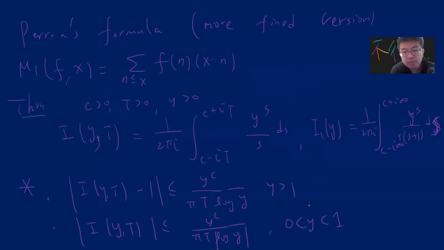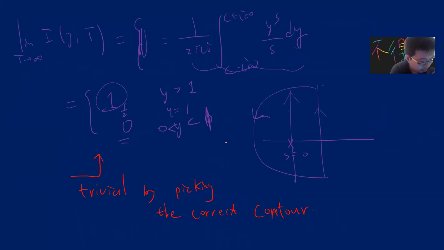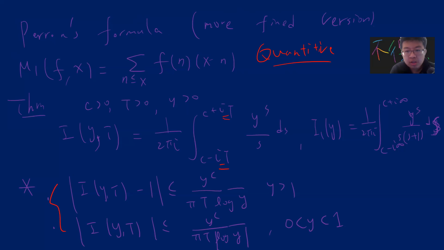Okay, but this one is the quantitative version. This one is important if you want to learn more about analytic number theory, because you are not just saying something, oh, this guy will be 1, right? Because you want to find the error. Okay. So I'm going to prove this.